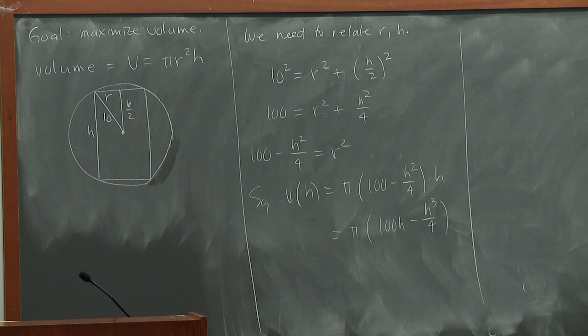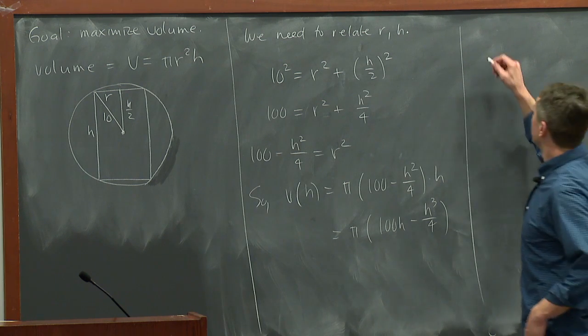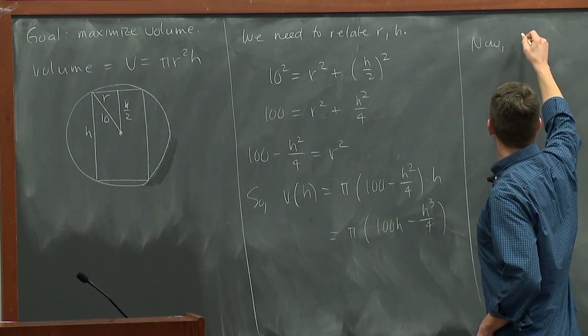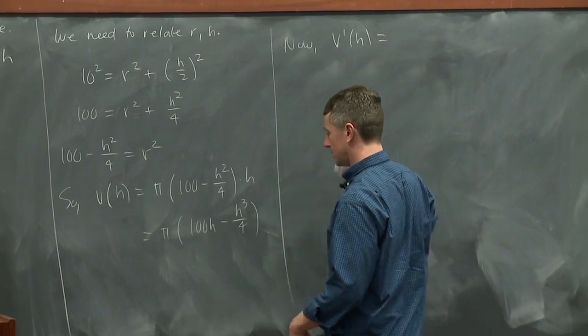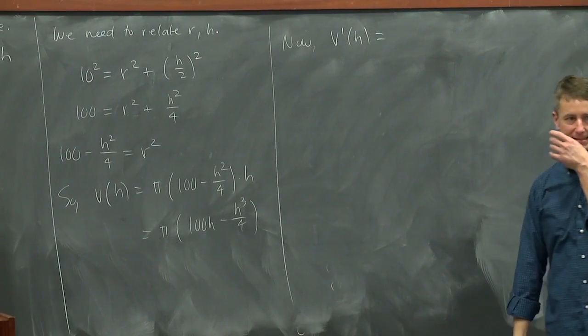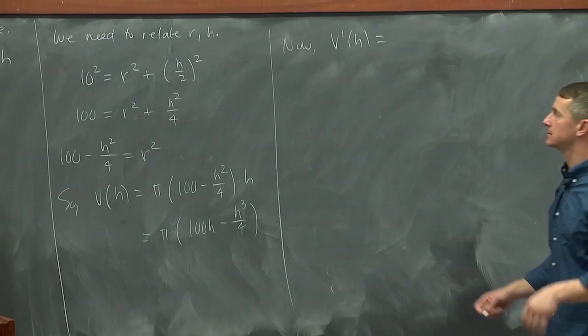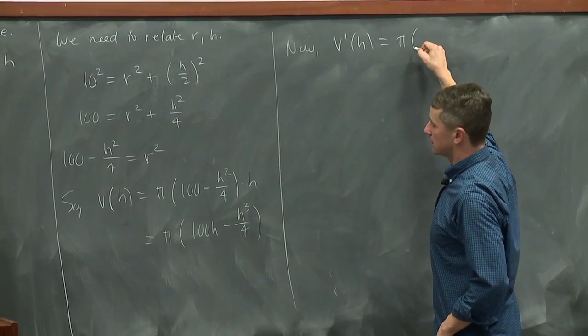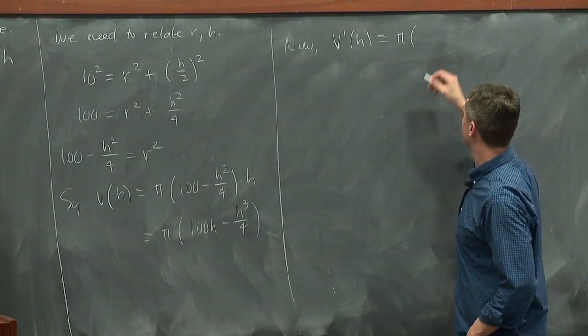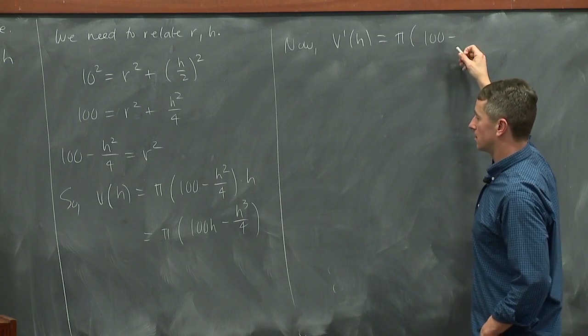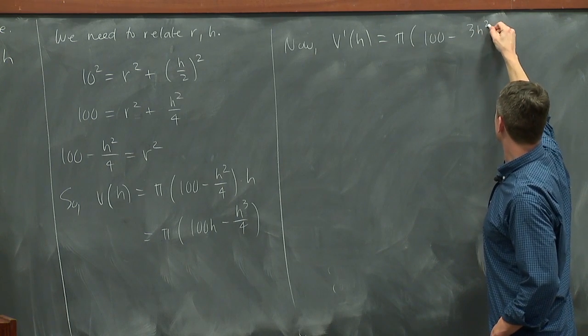Well, that's good. We've got our formula for v. What can we do with it? What's almost always the answer in a calculus class, a first semester calculus class? Take the derivative. So now, v prime of h, pi is a multiplying constant. Does it stay or go? Stays. Derivative of 100h is, I think, just 100 minus 3h squared over 4.